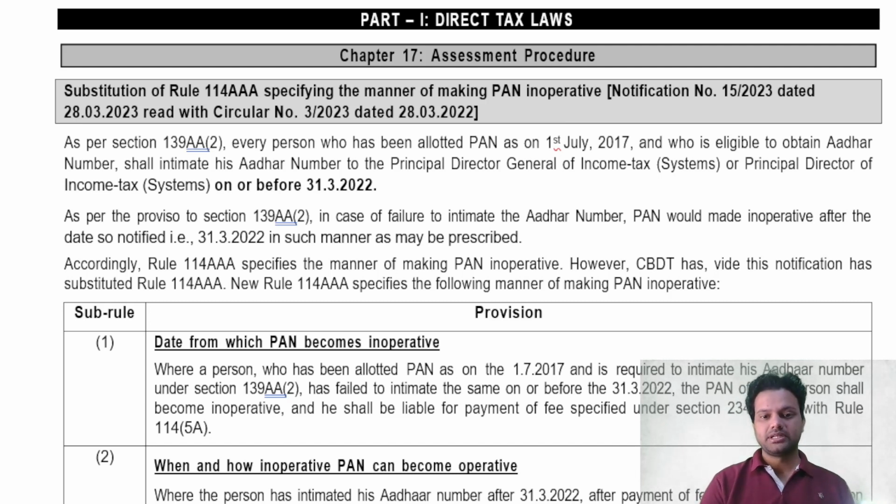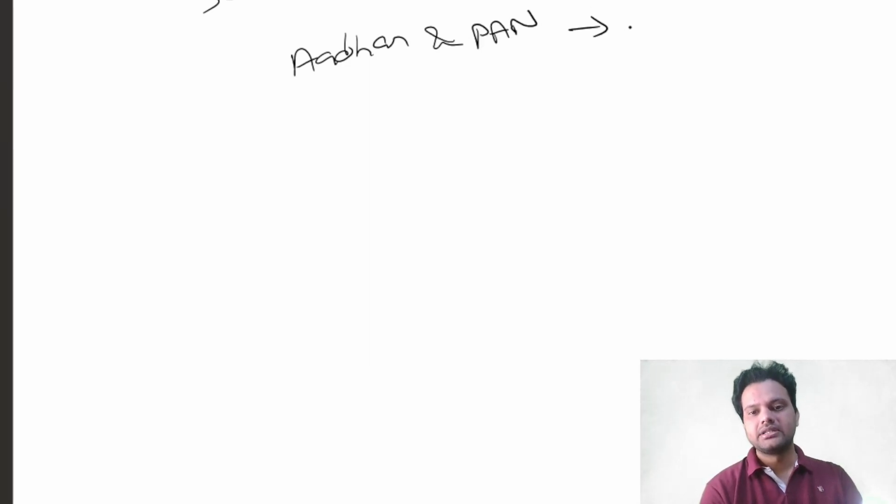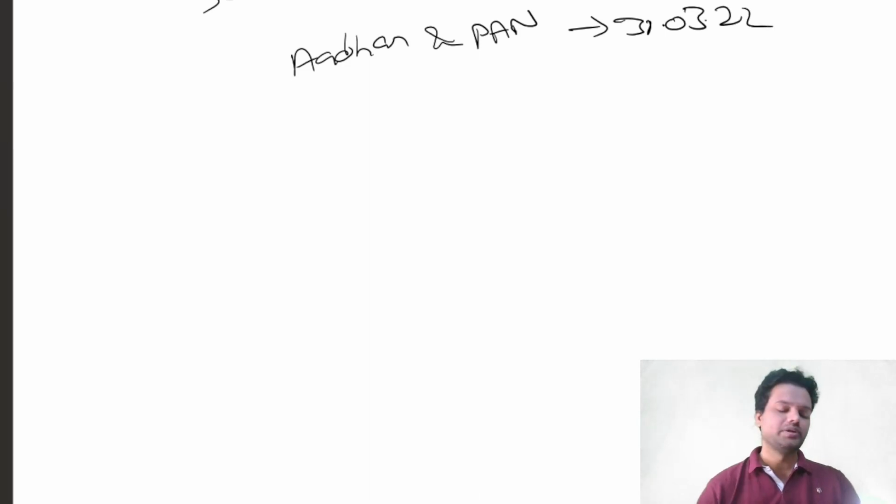So what is this amendment about? Before going to the amendment for November 2023, let me explain what section 139AA is. Section 139AA is a simple provision. It says that you need to link your Aadhaar and permanent account number by 31st March 2022. You need to link your permanent account number and Aadhaar number by 31st March 2022.